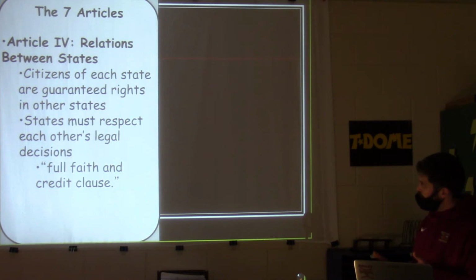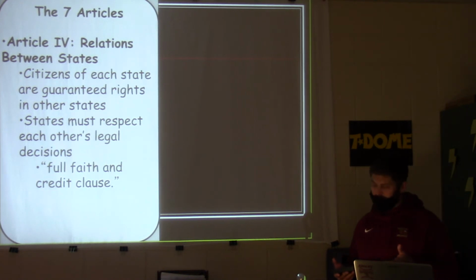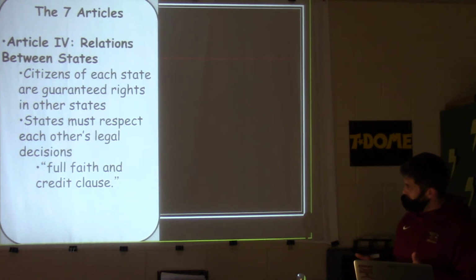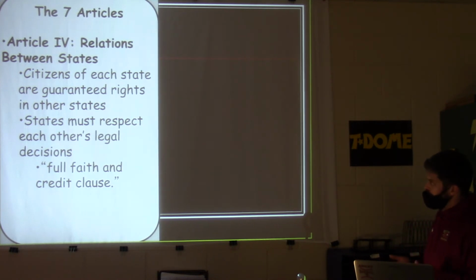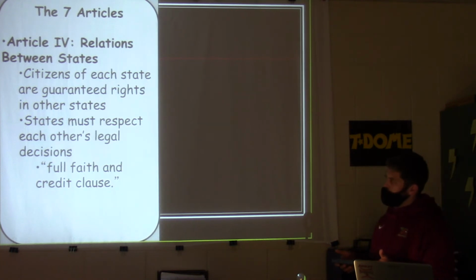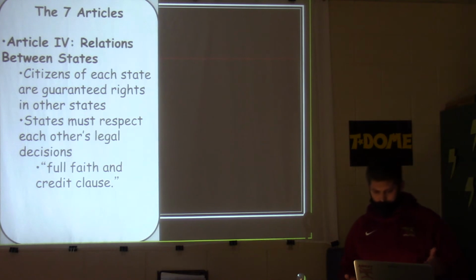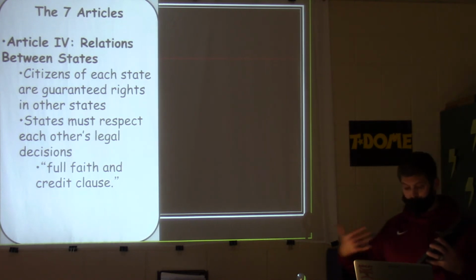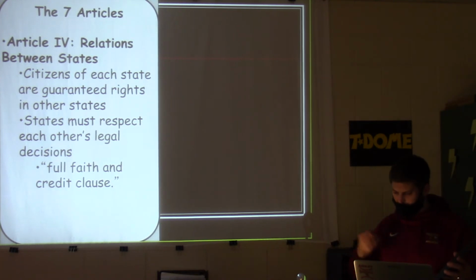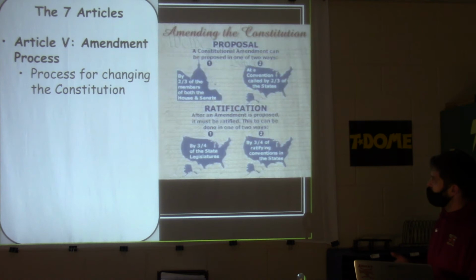Article 4, relations between states. This states that citizens of each state are guaranteed rights in other states, which are listed in the Constitution. Again, it's the supreme law of the land. And states must respect each other's legal decisions. So it's called the full faith and credit clause. It basically says states have their own governments, their own rules. And once you cross those state lines, you do have to adhere by those rules.